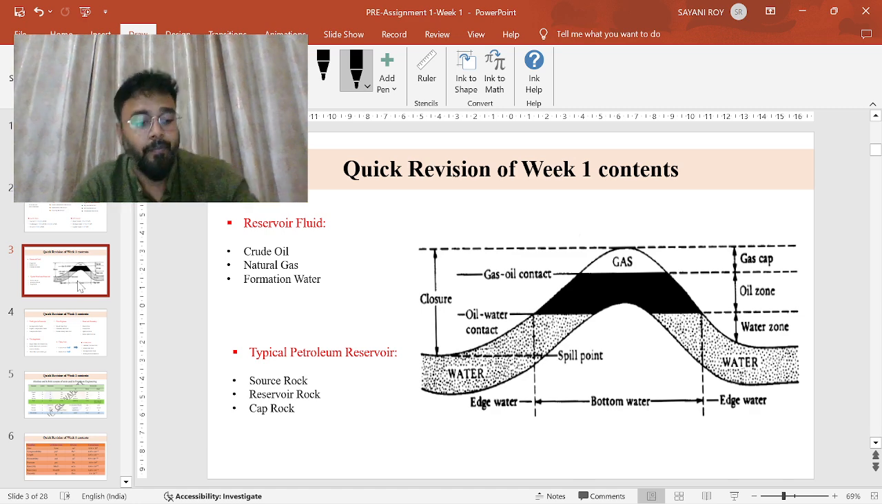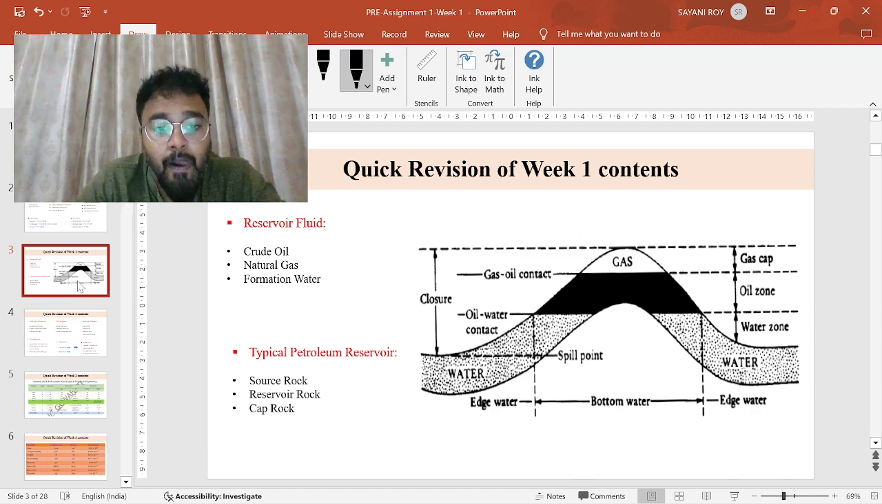Next is reservoir fluid. The fluids that are present in the reservoir are crude oil, natural gas, and formation water. These three are the fluids that are present in the reservoir. Then a typical petroleum reservoir consists of a source rock. Source rock is the rock in which crude oil originated. Crude oil is formed from kerogen.